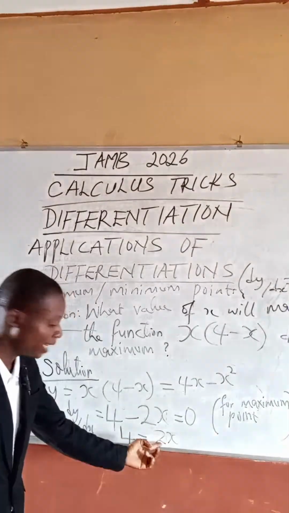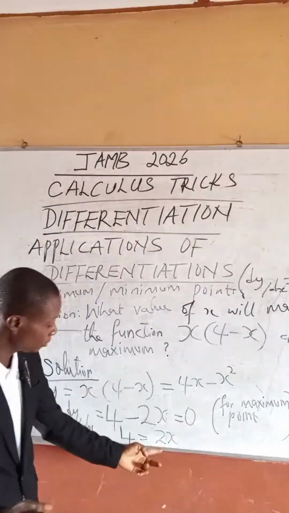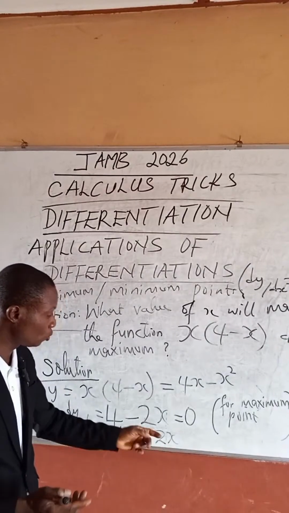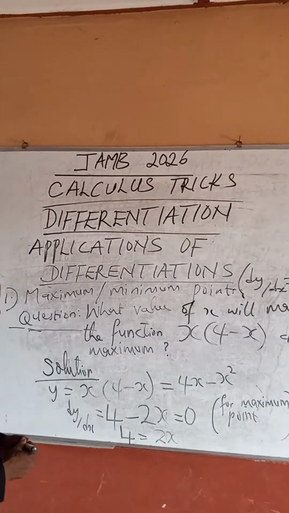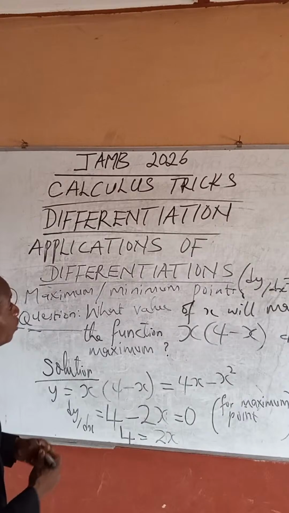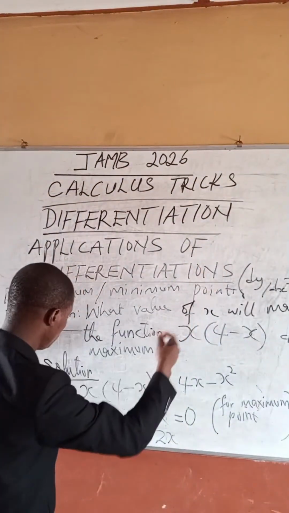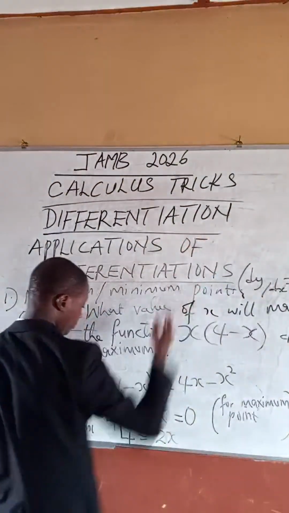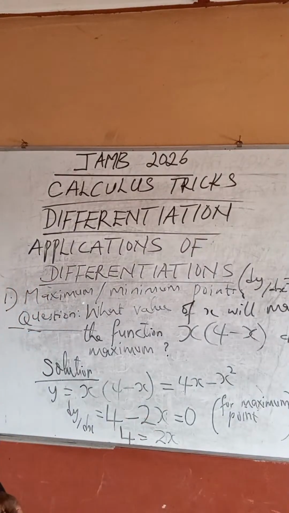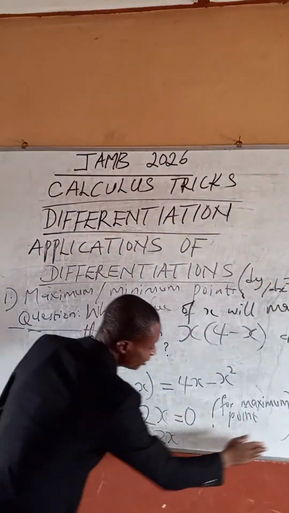This is 4 and this is minus 2x. So we can write that 4 is equal to 2x, bringing minus 2x to the other side. Remember, this is 0. Zero is meaningless, empty. Then the next phase is to divide by 2, because we are looking for x. So we must divide by 2 on each side. You can also just divide by 2 and tell me the answer straight away.